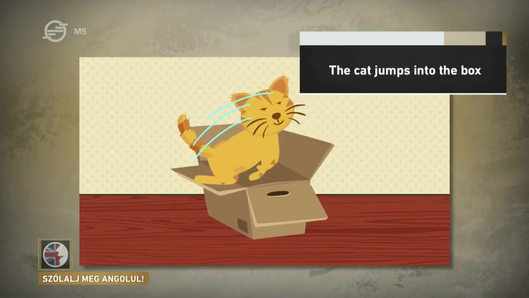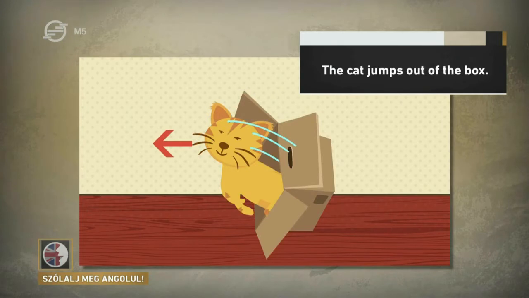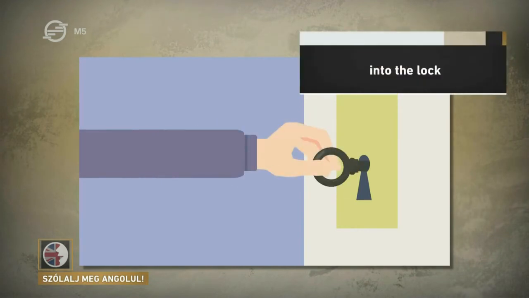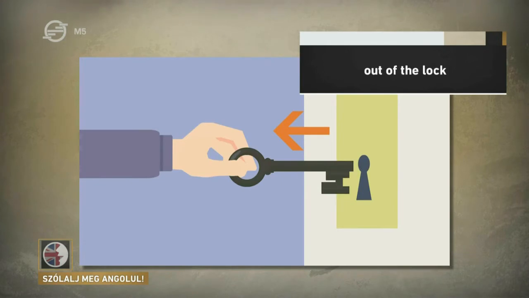The cat jumps into the box, and then the cat jumps out of the box. To open the door, first you have to put the key into the lock. After you open the door, take the key out of the lock. When you want to drive, you first have to put the car into gear. When you park, take the car out of gear. So, that's out of, the opposite of into.